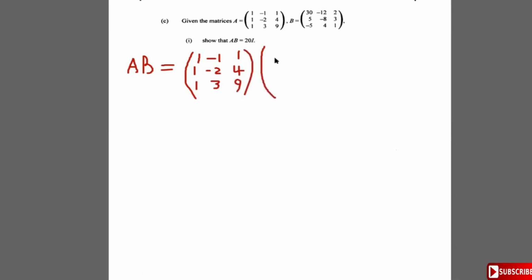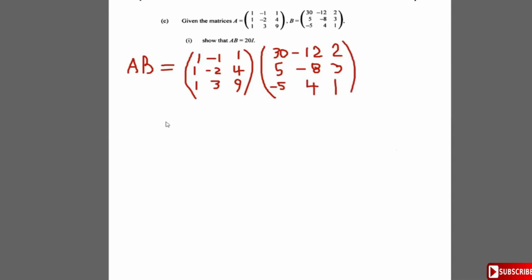Matrix B is 30, minus 12, 2, 5, minus 8, 3. Then you have minus 5, 4, and 1.